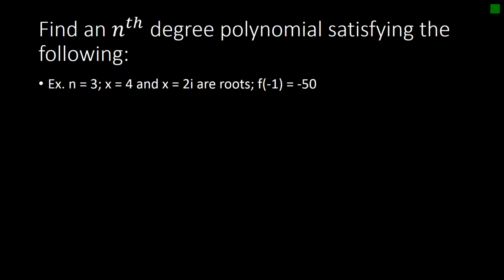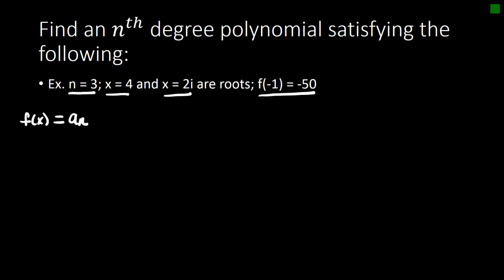We want to find an nth degree polynomial satisfying the following, where the degree is 3, x equals 4 is a root, and x equals 2i is a root. And f of negative 1 equals negative 50. Now, we're going to need that f of negative 1 equals negative 50 in order to find our a sub n. So, the polynomial would look like f of x equals a sub n.